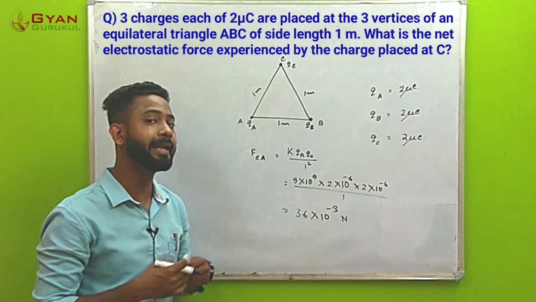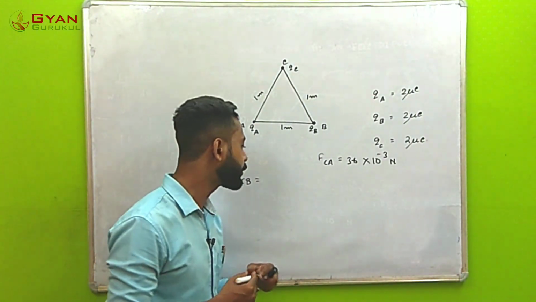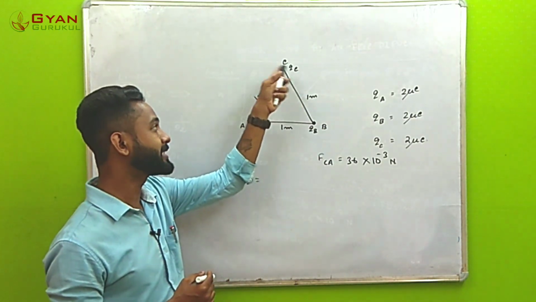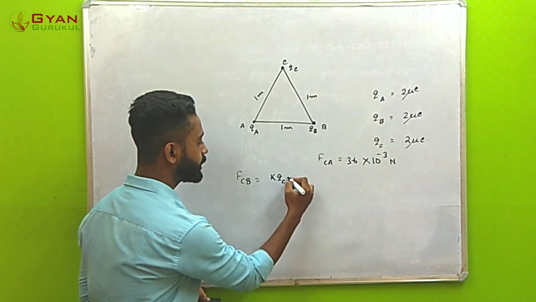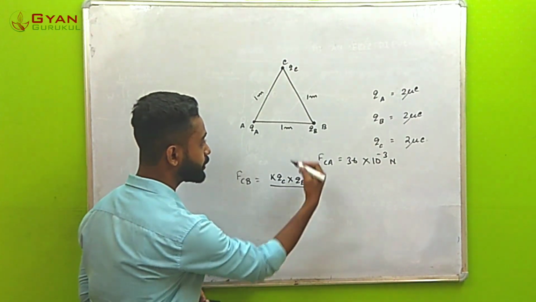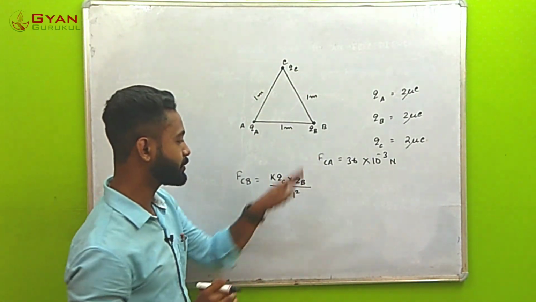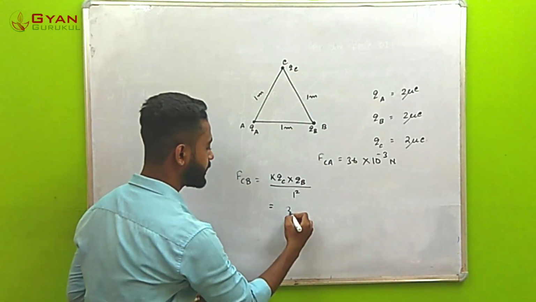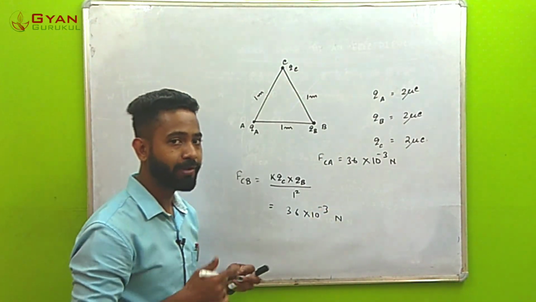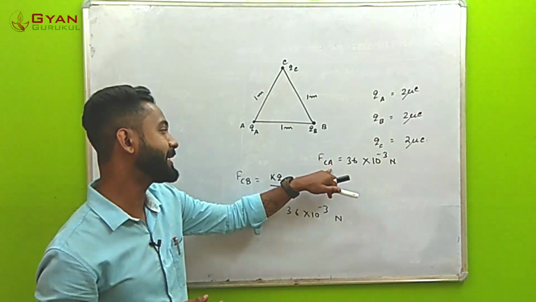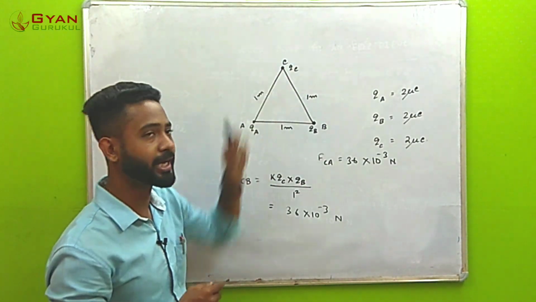Now we are going to find out the next force experienced by the same charge. So next up, we are going to find out the force experienced by charge C due to the charge B. So again, that would be K QC QB by R squared, which is again 1 squared here. So since we have the same values for all of the charges as well as for the distance, this would come out as 36 into 10 to the power minus 3 Newton as well. Okay, so now we have found out the individual forces FCA and FCB. We need to find out the total force experienced by the charge placed at C.